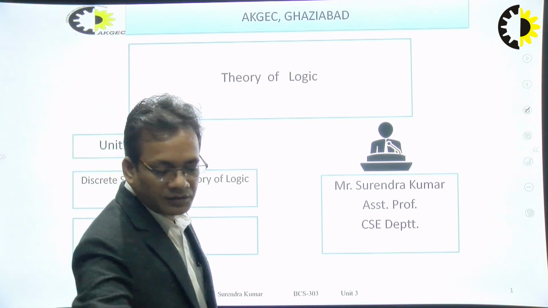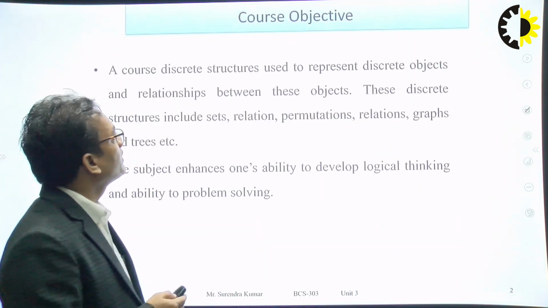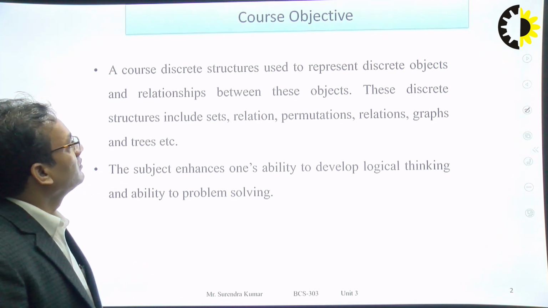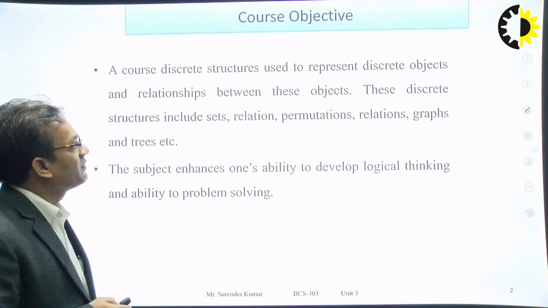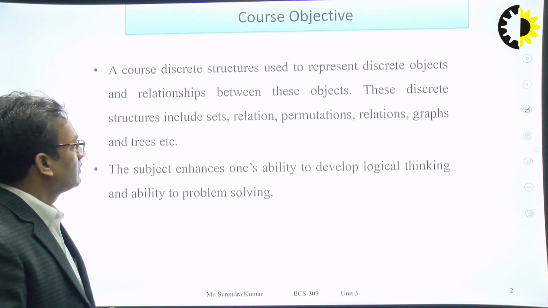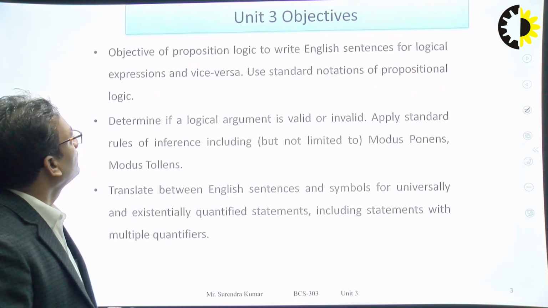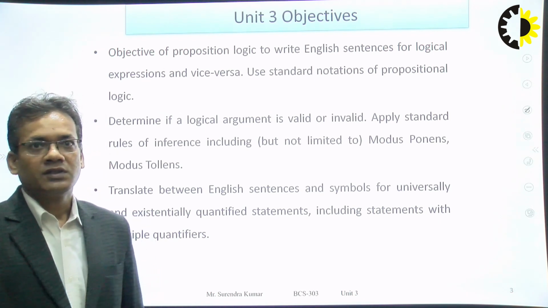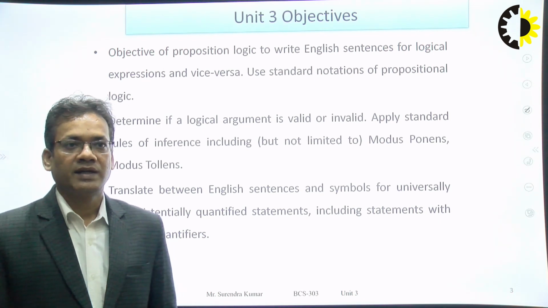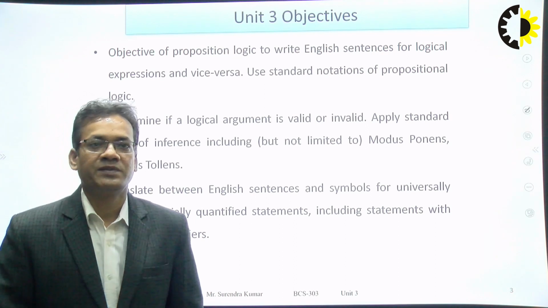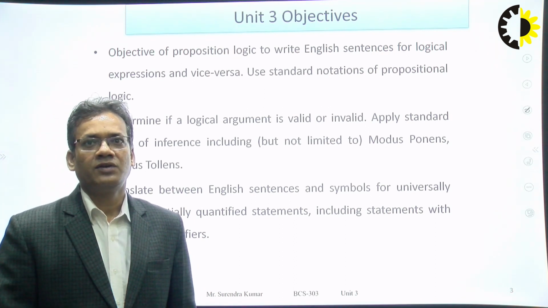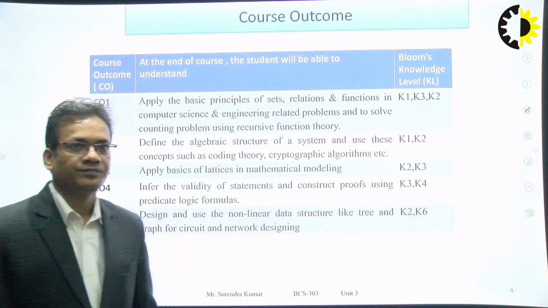So let's start with the course objective: basically to represent discrete objects and the relationships between the objects. Now this is unit 3, and the objective of unit 3 is to determine proposition logic, to write English sentences as logical expressions and vice versa, and it is used for the standard notation of proposition logic.